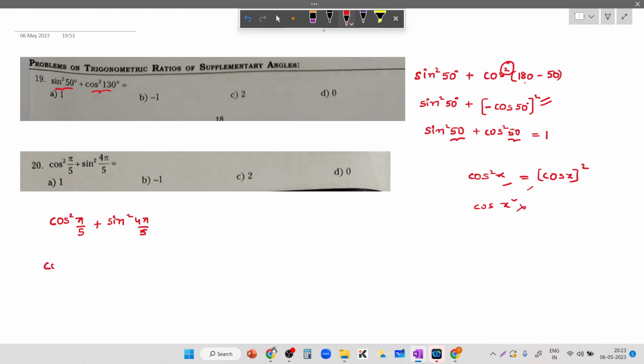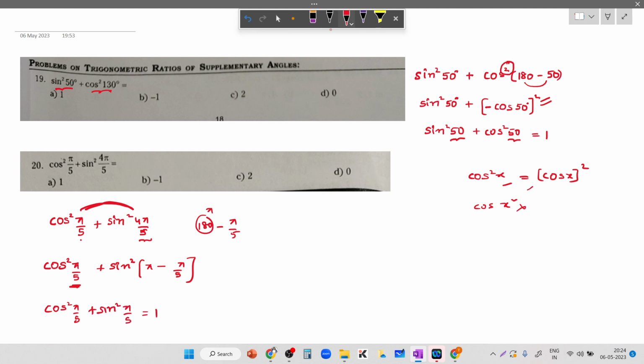So what I will do, I will write cos square pi by 5 as it is, plus sine square 4 pi by 5 I'll write as pi minus 4 pi by 5, 5 pi minus 4 pi by 5. So what I am doing is, just like how we wrote 130 as 180 minus 50, since these two are supplementary to each other, I will write this angle as 180 minus this angle. 180 means pi, so 5 pi minus 4 pi by 5 works out. So it becomes cos square theta plus sine square 180 minus theta, so cos square pi by 5 plus sine square pi by 5, which is equal to 1.